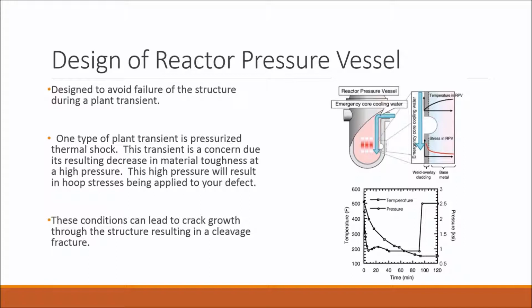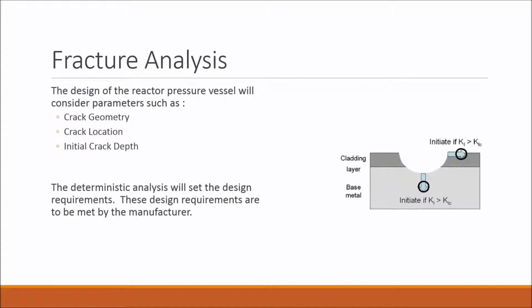If these transient effects and defects are not accounted for in your design, the structure could possibly fail during the transient. In your design analysis, the types of fracture mechanic parameters considered would be your crack geometry, initial crack location, and initial crack depth. Your evaluation would select the limiting combination of these parameters to maximize the stress intensity factor, and you would adjust your design to compensate for this factor. These parameters would most likely result in you maximizing the tensile force or hoop stress acting near the crack.